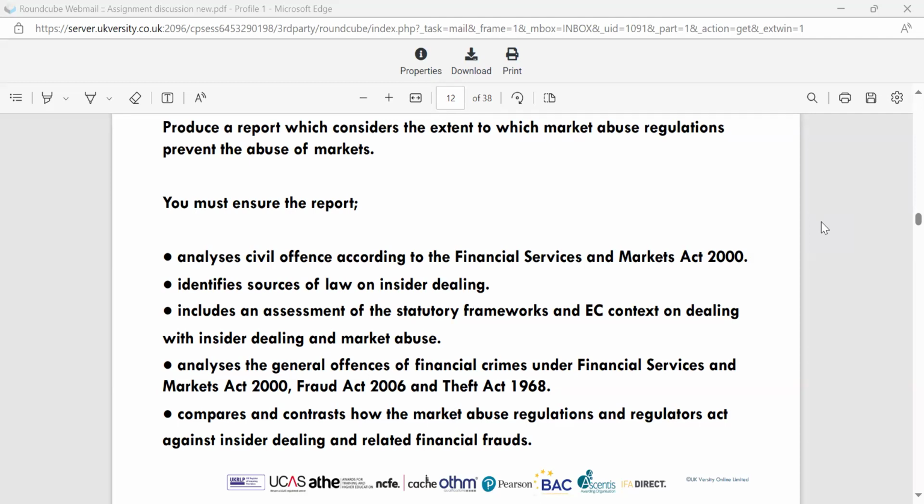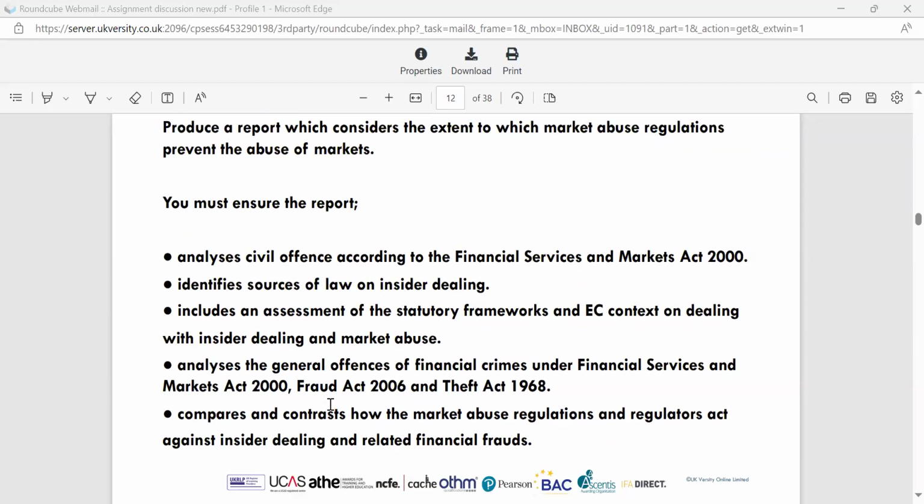And you need to analyse the general offences of financial crimes under the Financial Services and Markets Act 2000, Fraud Act 2006, and Theft Act 1968. And then the 5th one, the last one, you need to compare and contrast how the market abuse regulations and regulators act against insider dealing and related financial frauds. So these are 5 parts of the assignment.